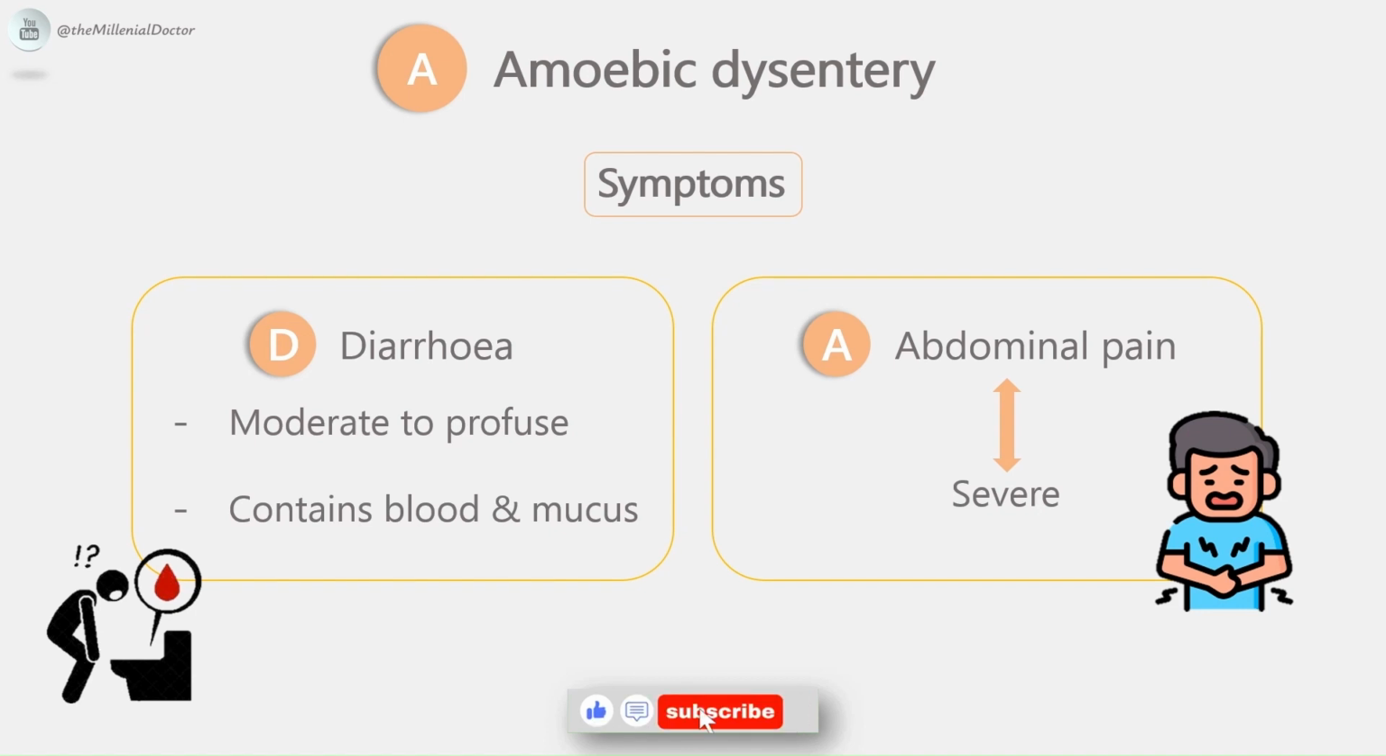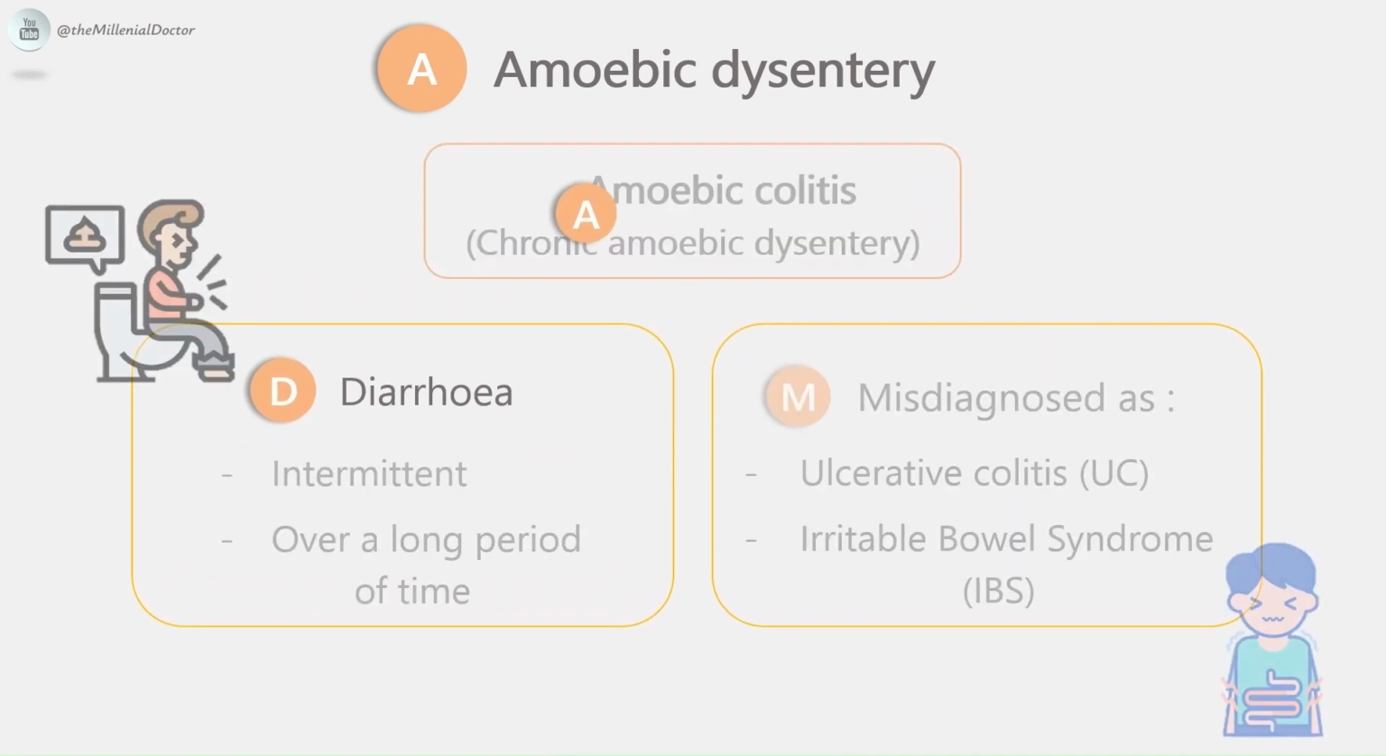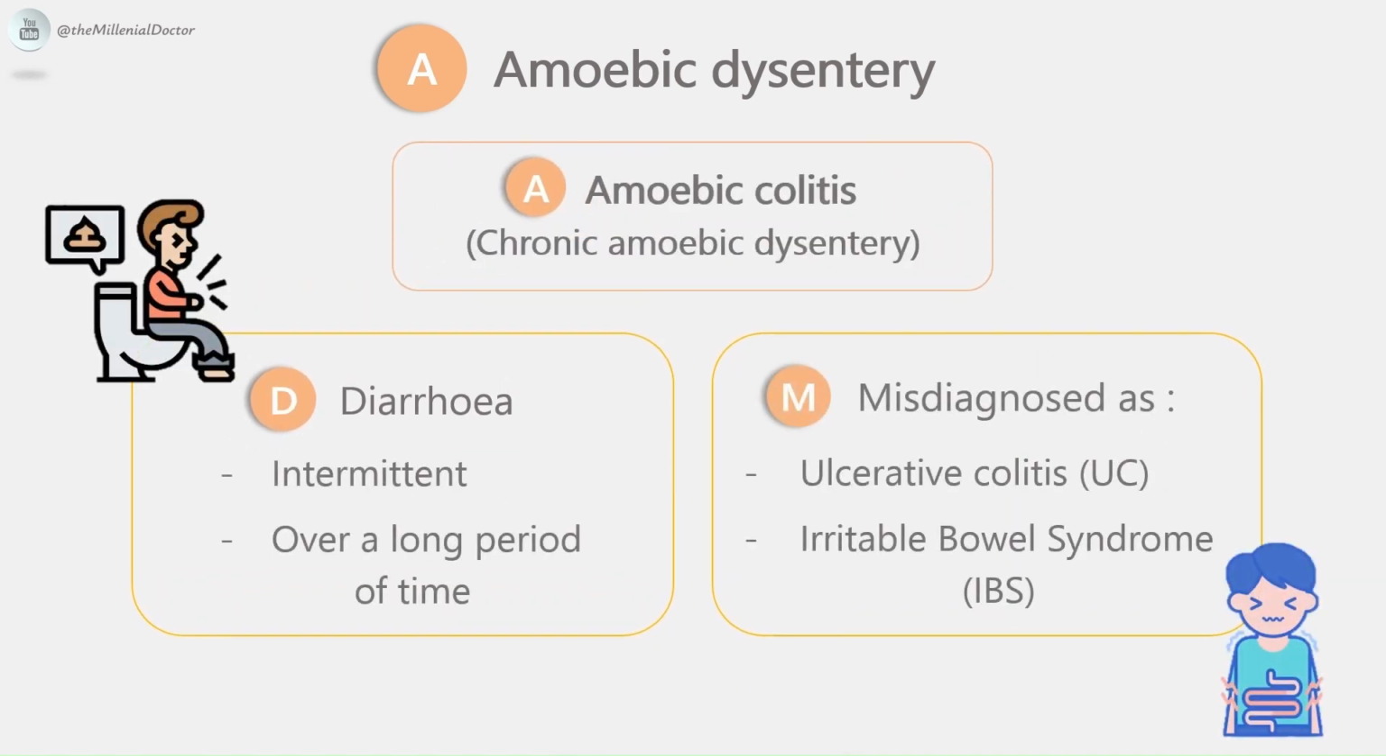The symptoms of amoebic dysentery are moderate to profuse diarrhea containing blood and mucus and severe abdominal pain. There also develops a condition which is called as amoebic colitis, which is nothing but chronic amoebic dysentery. In this we see intermittent diarrhea over a long period of time, and it can be often misdiagnosed as ulcerative colitis or irritable bowel syndrome, or commonly called as IBS.